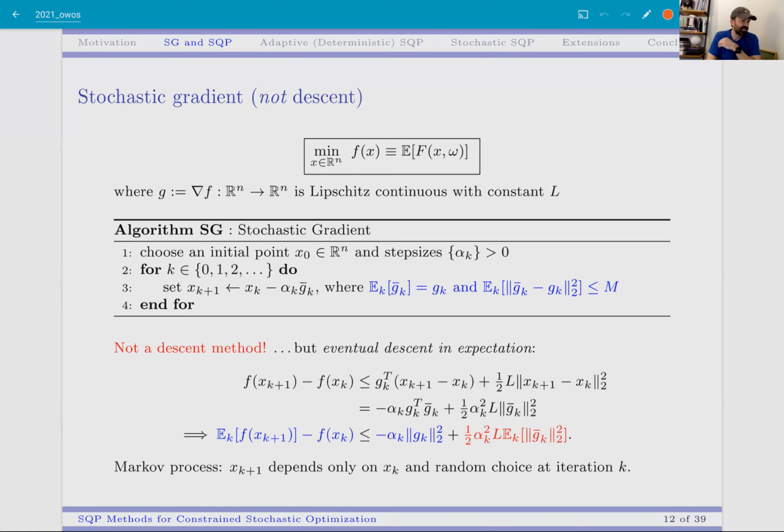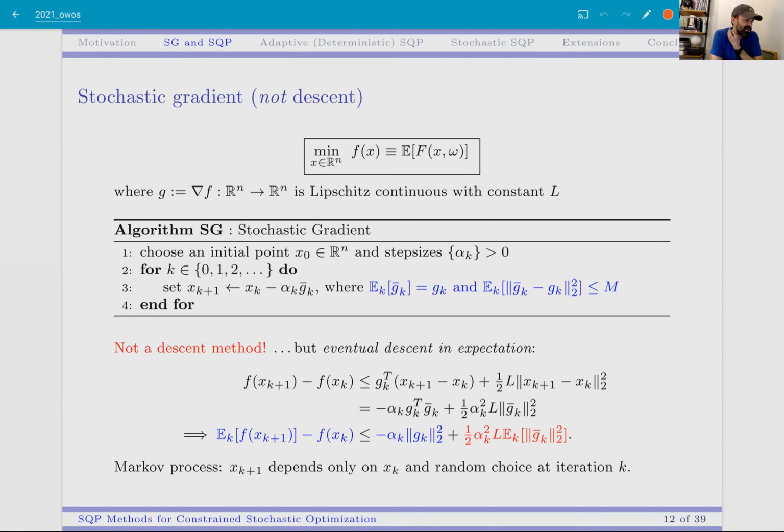Anybody that's talked to me about this knows that I don't call it SGD, I call it SG because it's not a descent method. At best you get eventual descent in expectation. And I wanted to put down this inequality here because this is something that I want you to try to remember for later in the talk.